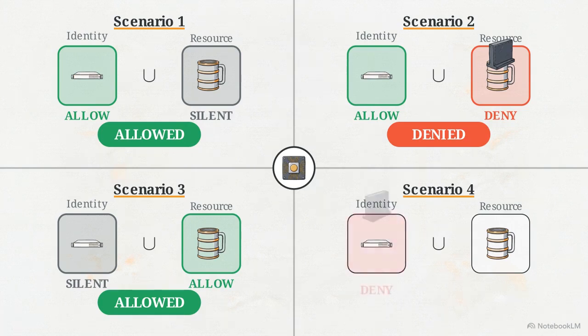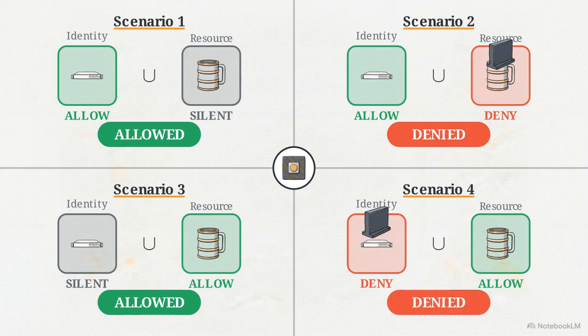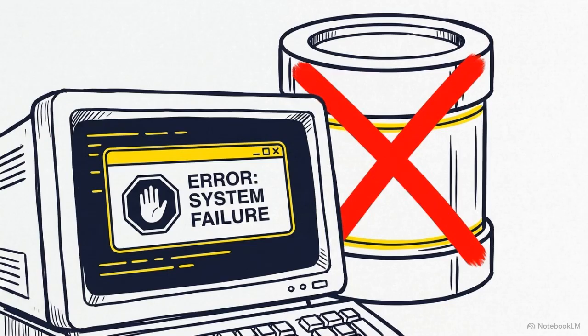In scenario 4, the identity policy explicitly denies access, while the bucket policy explicitly allows it. The explicit deny in the identity overrides the resource allow, forcing a block. Mapping this intersection accurately is critical. Misunderstanding the logical union between roles and buckets frequently leads to accidental public exposure or administrative lockouts.